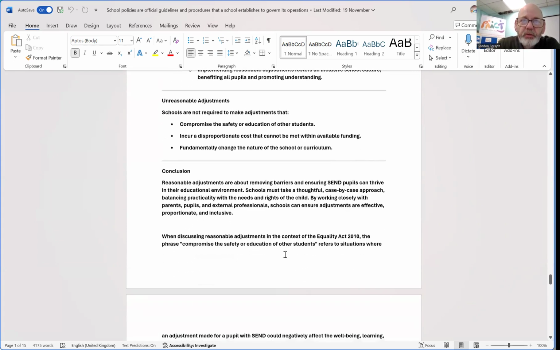Unreasonable adjustments. Schools are not required to make adjustments that compromise the safety or education of other students, incur a disproportionate cost that cannot be met within the available funding, and fundamentally change the nature of the school or curriculum. So let's look at that middle one. Schools cannot, due to disproportionate costs that cannot be met by available funding.